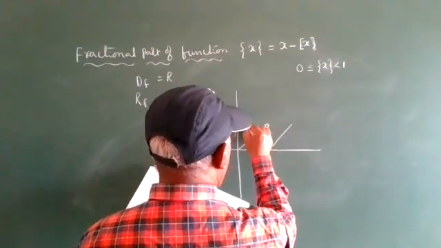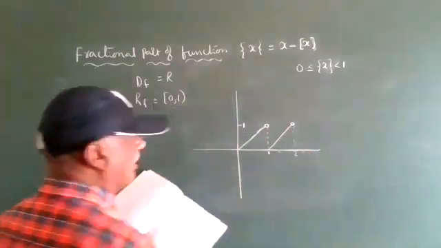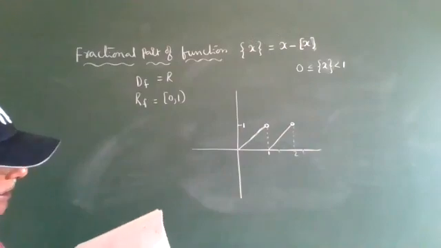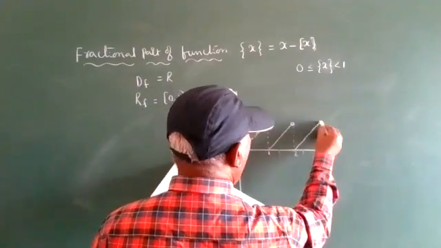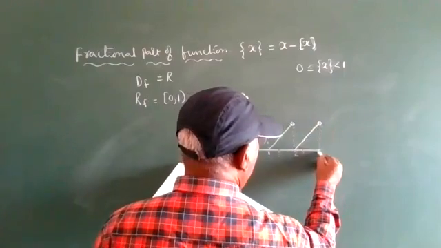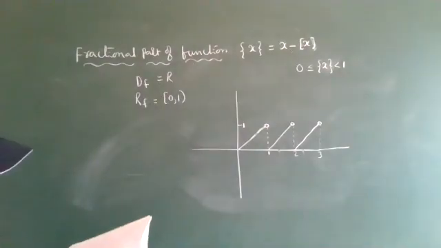Y is not included at 1. Like this one we can draw the figure. From 2 also we can draw. 1 is not included. Okay? The y value 1 is not included.